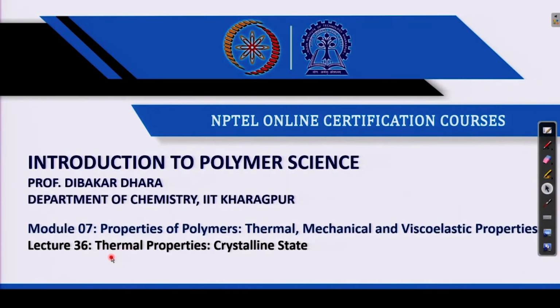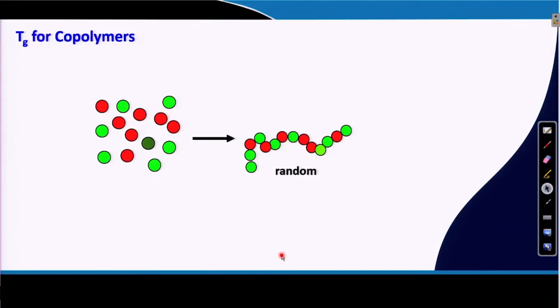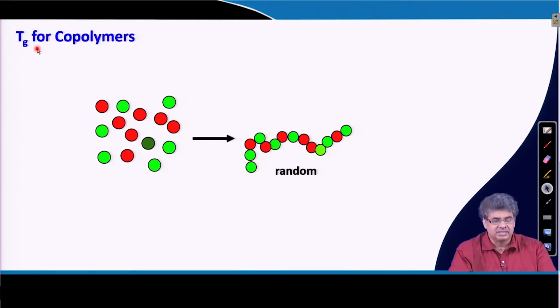Welcome back. In this lecture, I will continue my discussion on thermal properties, and in today's lecture I will cover the crystalline state of polymers. Before I start on the crystalline state, let me complete a couple of discussions on glass transition temperature from the last lecture.